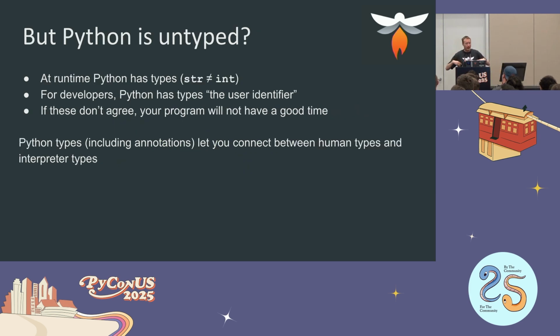So stepping back, we've written a Python type checker, but isn't Python untyped? I mean, yes, but no. The way I think of it is, at runtime, Python does have types. If you have a str and you pass it to where you wanted an int, it will blow up. For developers, you might not have types, but you have an idea of the intended meaning of a variable. This is a user ID, however it is. If those don't agree, your program will not have a good time. And so types, I think, are the way you connect those two domains, what you think and what the machine thinks, and hopefully not blow up in the process.